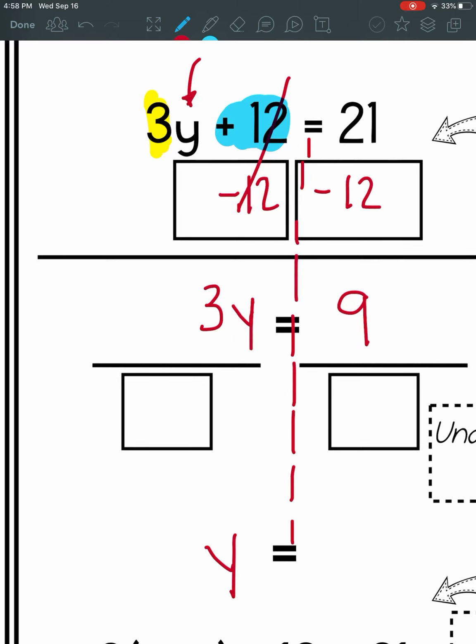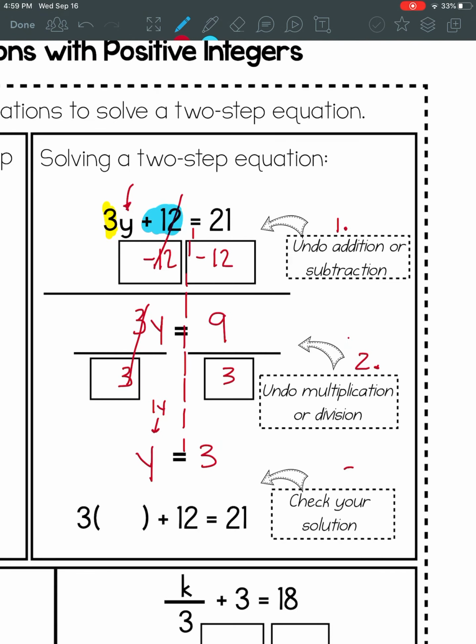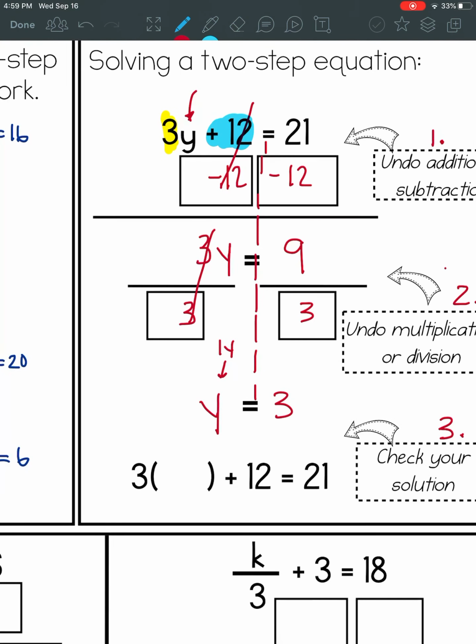Step 2 is to undo the multiplication or division. So the variable has a 3 next to it. That means 3 times y. So to undo it, we're going to divide by 3. We do it to one side, we have to do it to the other. So 3 divided by 3, that is how we get 1y, or remember, 1y is the same thing as y. And then 9 divided by 3, y equals 3.